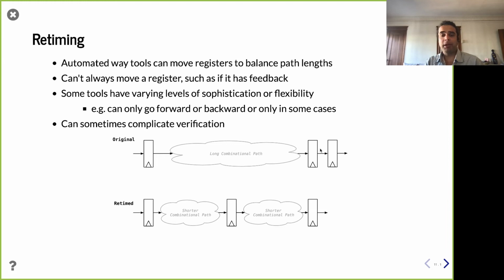And so sometimes, topology-wise, it can't move the registers around. Additionally, depending on which tools you're using, they have different ways of working. Some people prefer to do what's called forward retiming, where they move the registers from the front through the design. Other ones go backwards. They want the end design and go back through it. Some tools can go both ways. It depends on the tool.